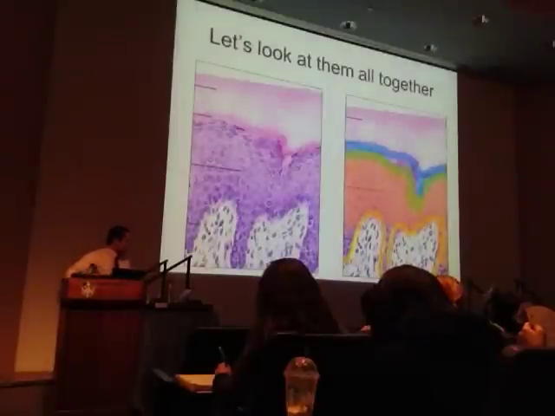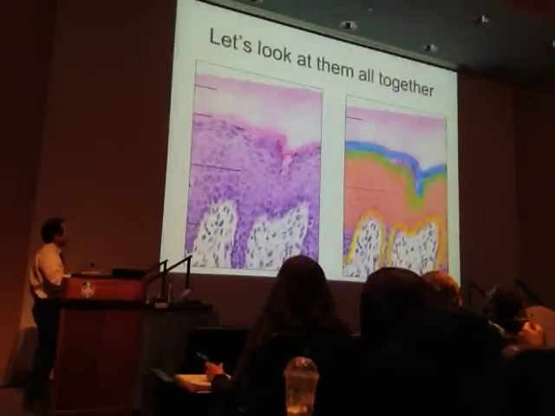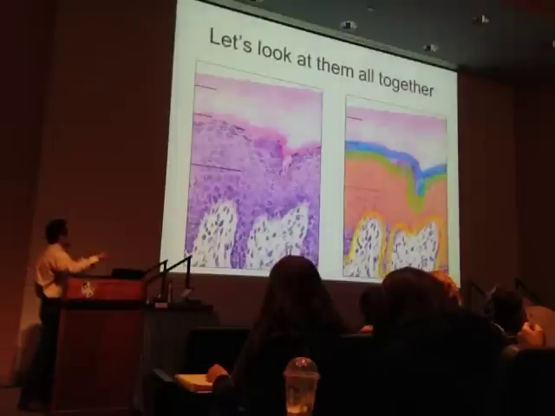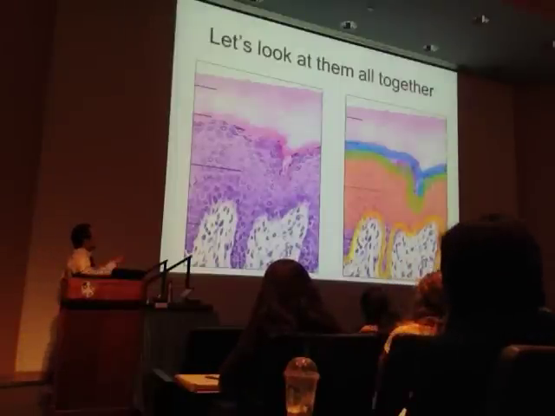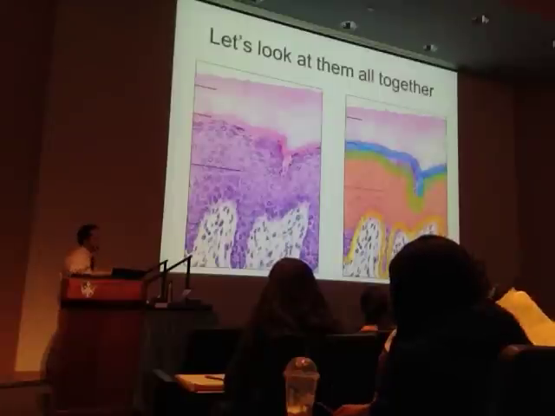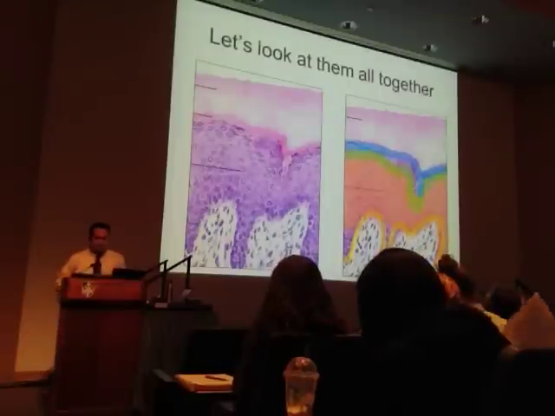So if we look at them together, side by side, you can see the H&E stain here and then the pseudo-colored reconstruction from the superficial most down to the deepest layer.